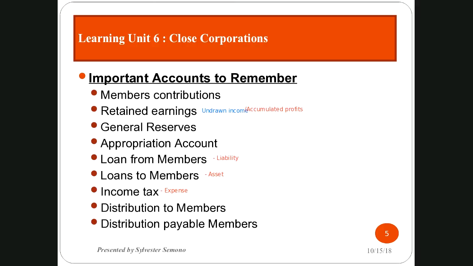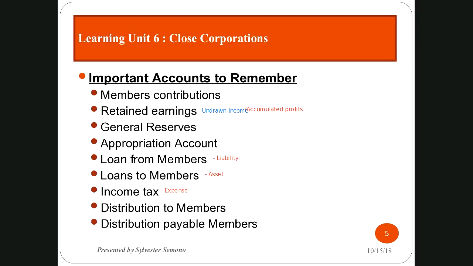Remember, if they decide to share the profit amongst themselves, or to distribute profit to themselves, the profits are not paid in the form of cash. For now, they just said, we are going to pay the members. So at the moment, the two accounts will be distribution to members and distribution payable to members. So we must show that we have an expense that we just initiated because we agreed to pay the members. But this distribution is still owed to the members.